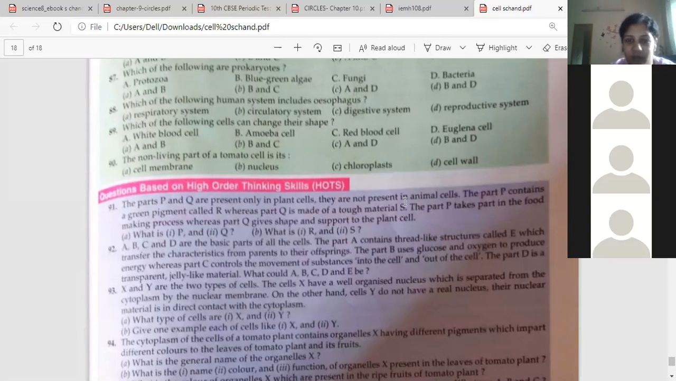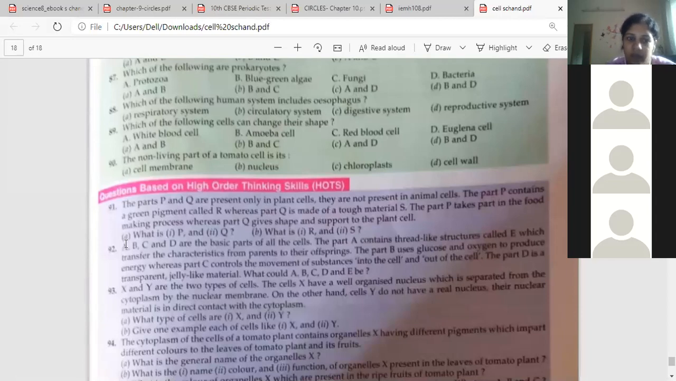And S is the material the cell wall is made up of. What is the name of that compound? It is made up of cellulose. Cell wall is made up of cellulose, a carbohydrate. Clear? Yes, ma'am.